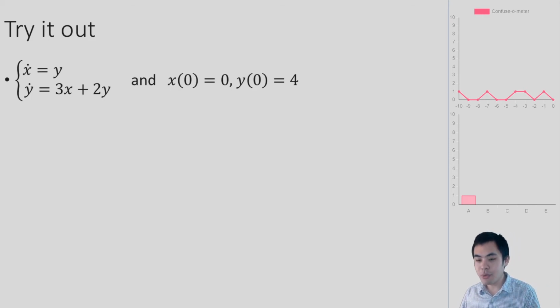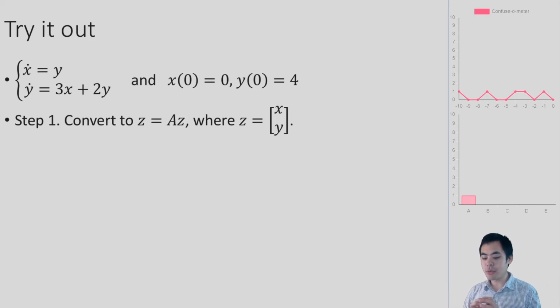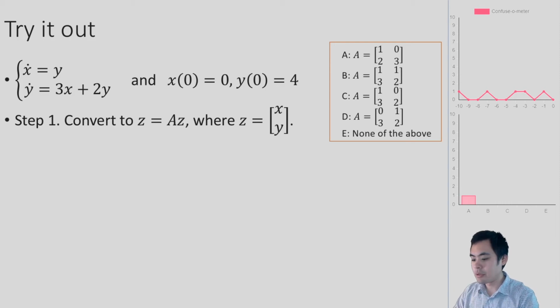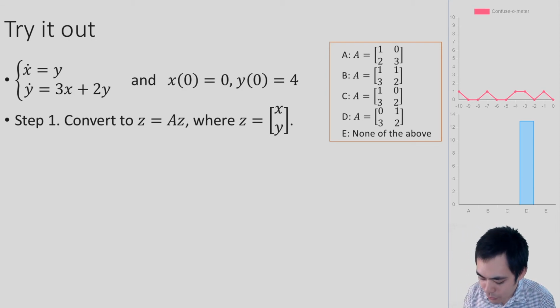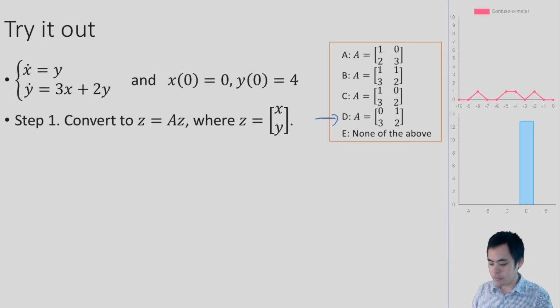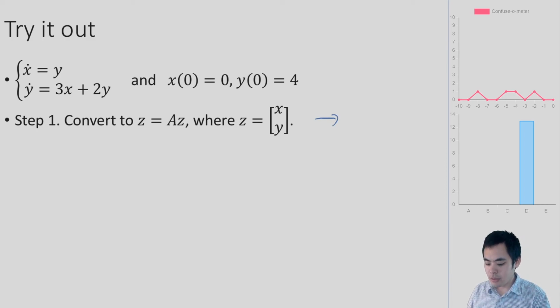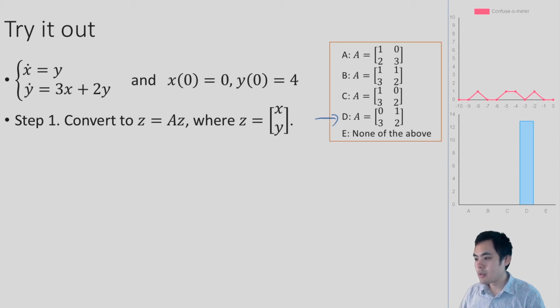Okay, so now we have this equation. The first step is let's convert to z dot is equal to Az, where z is equal to (x, y). What is the correct conversion here? Yes, that's right. My notes are messed up. So this is precisely, well, we have a 1 for y, and 3x plus 2y. So this is indeed the one over here.